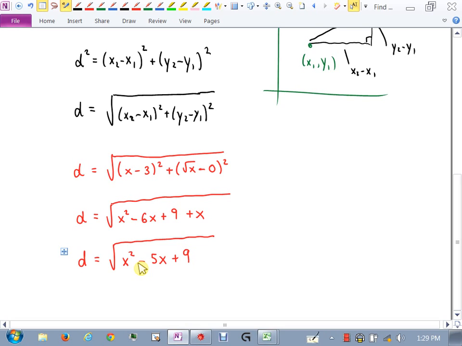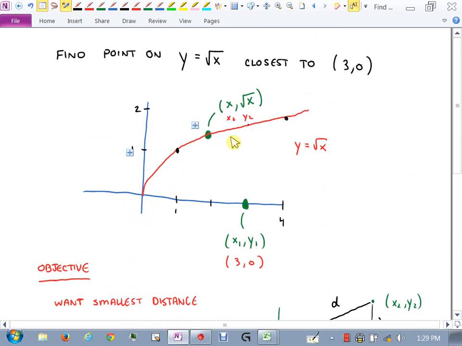So are we on a closed interval? Are we on an open interval? What's your restriction on x? Is there a restriction on x? Take a look at this picture. Well, 0 is the smallest it could be, right? Including 0. And then, how about how big can it be?